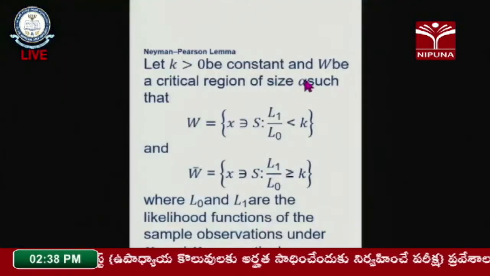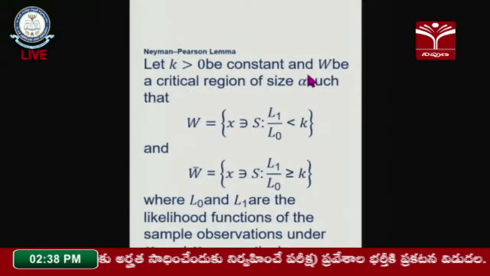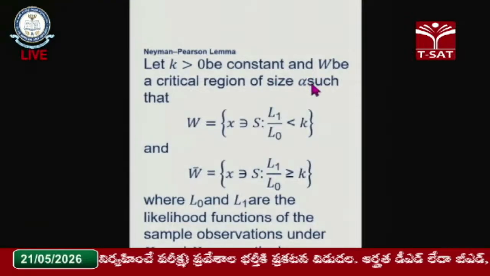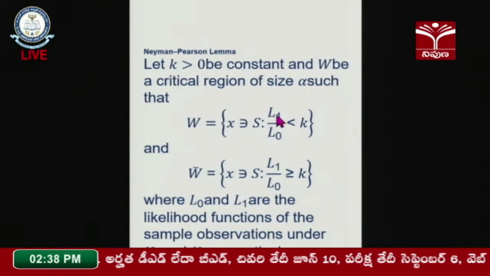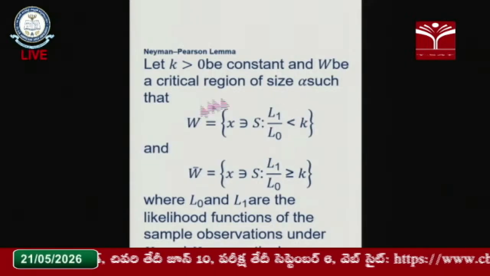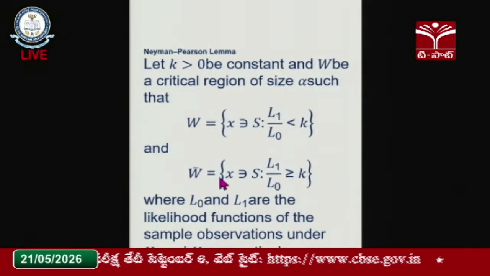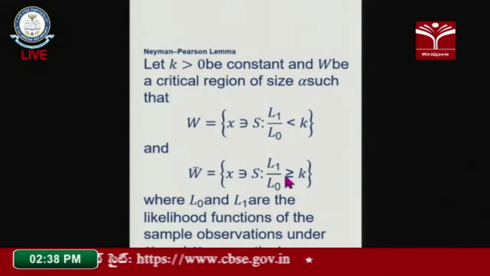Professor Raju already explained in detail the previous topics on testing hypotheses, the null hypothesis and alternate hypothesis. The statement of the Neyman-Pearson lemma is: let K be any constant and W be the critical region of size alpha. Alpha is already known; this is called the type 1 error, which is nothing but the level of significance. Then define W: x belongs to S such that the ratio L1 by L0 is less than K, and the complement of W: x belongs to S such that L1 by L0 is greater than or equal to K.